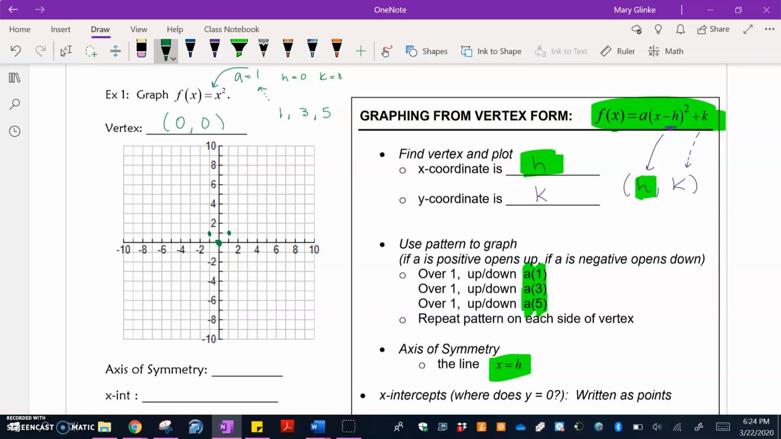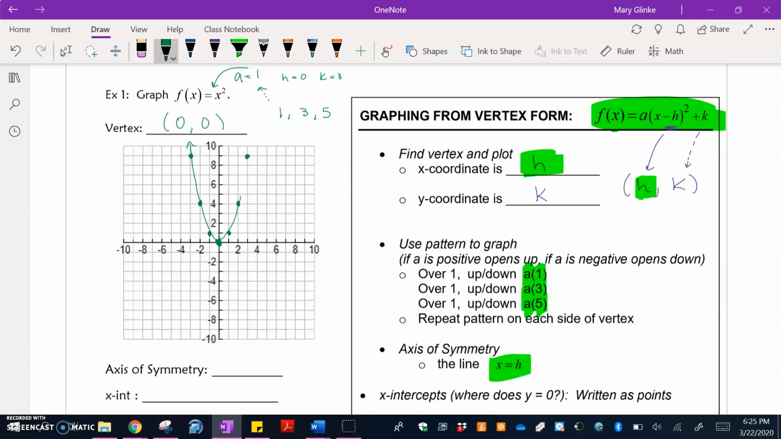From that specific point, now I'm going to go over 1 and up 3. That's the next one, the 1, then the 3. And I'm going to go over on the other side and match it, over 1, up 3. And then the last one is over 1 and up 5 on both sides from your new point.